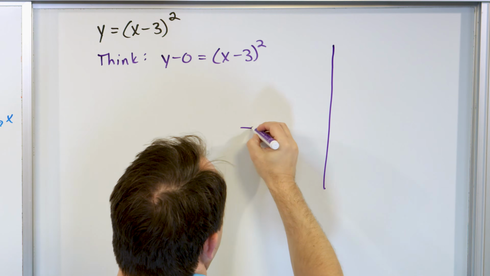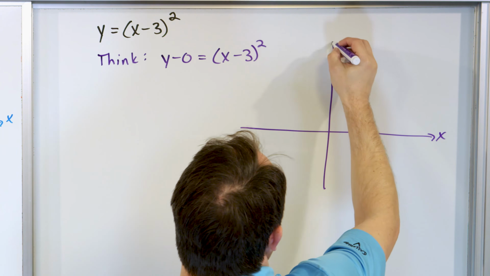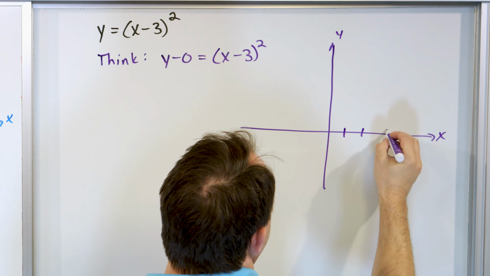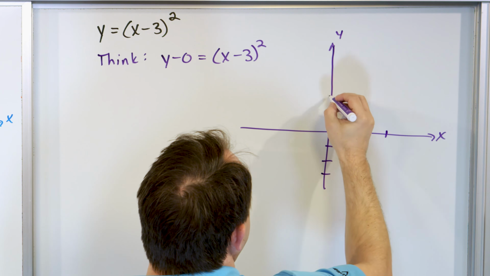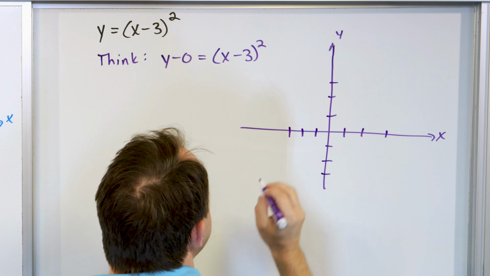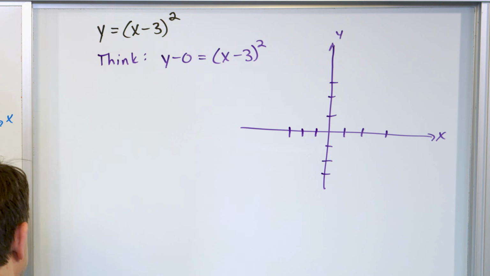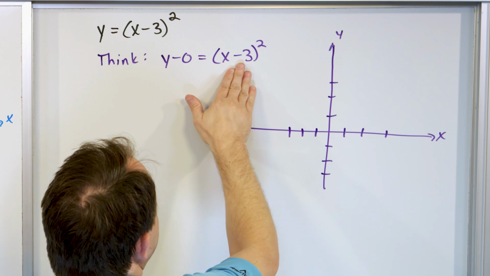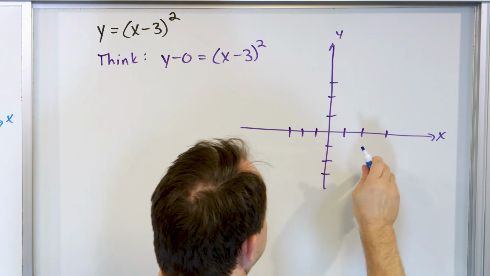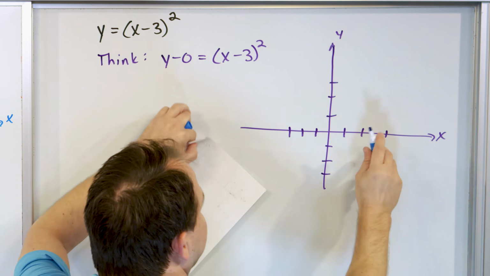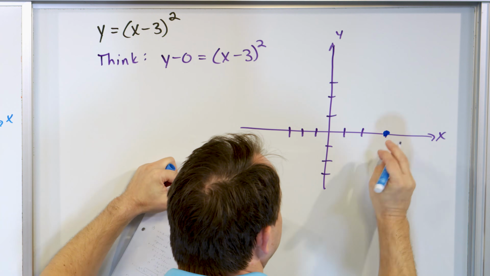So if I was going to kind of draw x, y, I'll do some tick marks, 1, 2, 3. Put some tick marks all over the place here. Doesn't have to be exact. Then where is this vertex going to live? Well, again, it shifted 3 units to the right. That's over here. And 0 units up. That means the vertex lives right here.